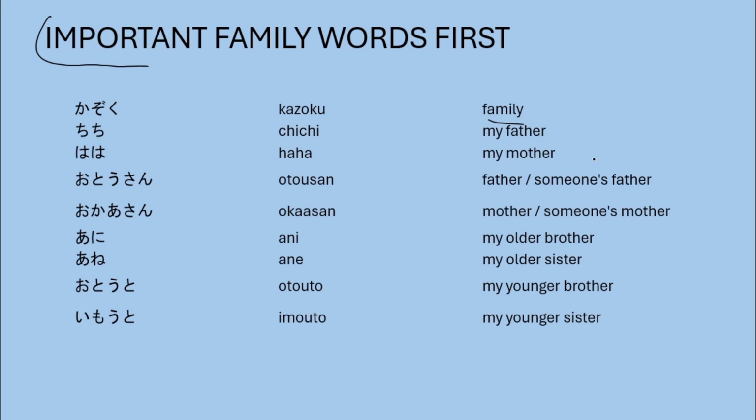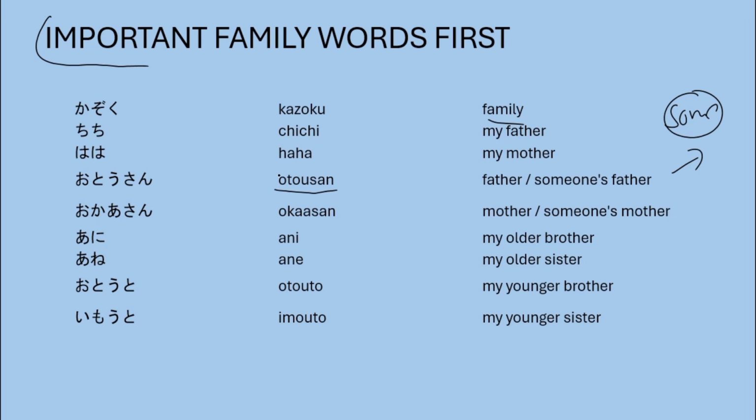Father, someone's father. When you're talking about someone else's father, not your own father, you are talking about him as a third person, so you can say otousan. And if you are talking about someone's mother, you can say okaasan.